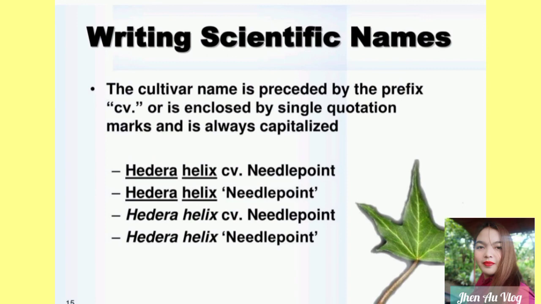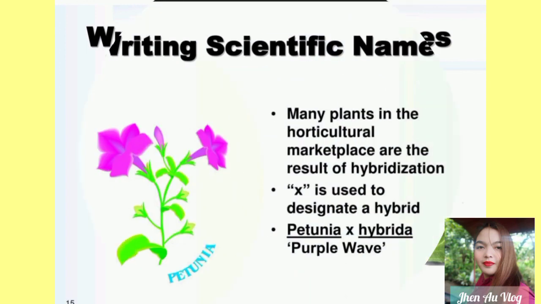The cultivar name is preceded by the prefix cv or is enclosed by single quotation marks and is always capitalized. If it is a cultivar name, you must add cv after the species. So don't forget to capitalize the first word. If it is a variety, please write a small letter. If it is a cv or cultivar name, it must start with a capital letter.